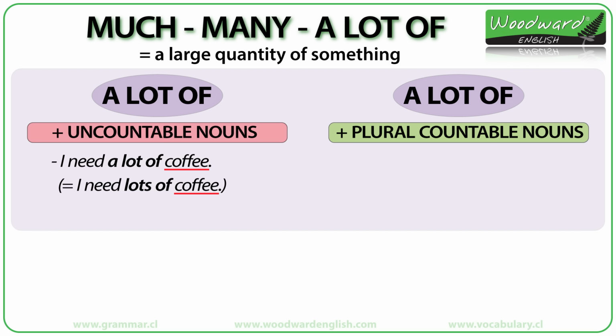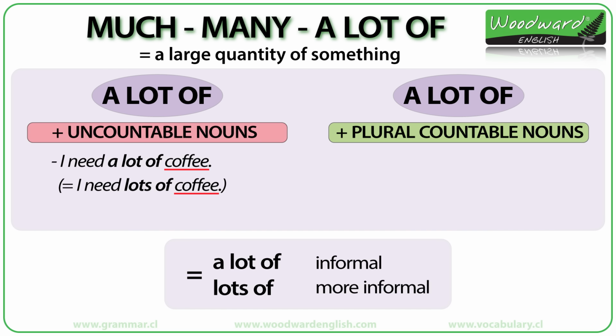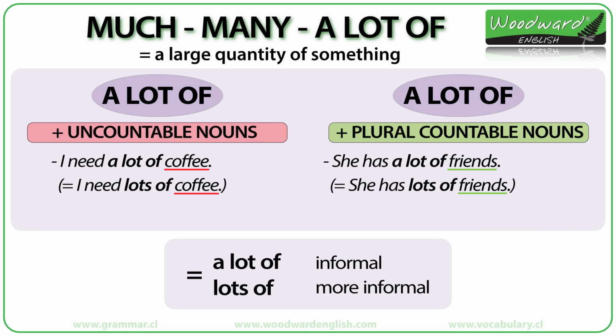I need a lot of coffee. Or you can say, I need lots of coffee. There is no difference in meaning, though in general, a lot of is informal and lots of is even more informal. The same is possible with plural countable nouns. You can say, she has a lot of friends, or she has lots of friends. The last one is more informal.